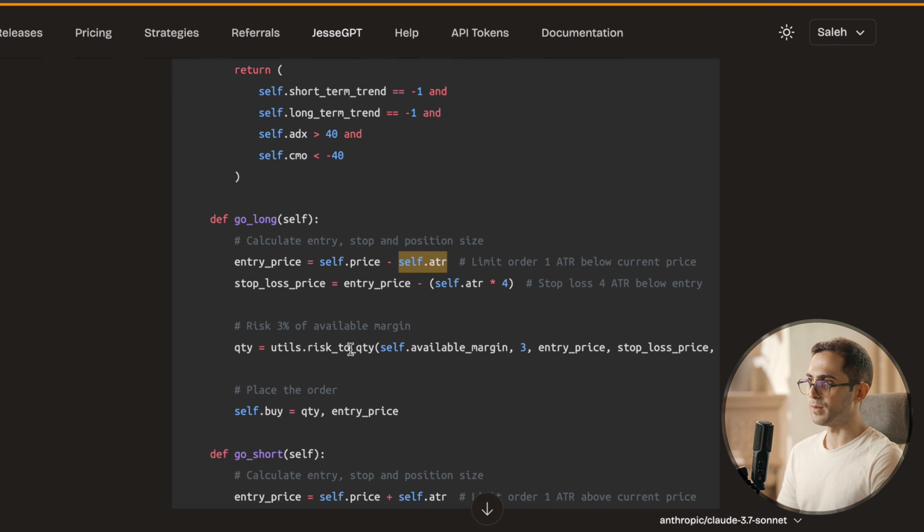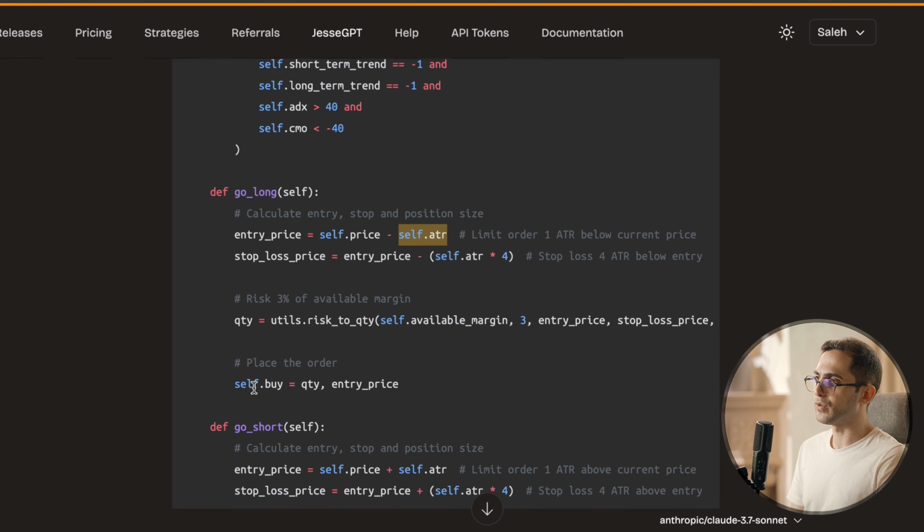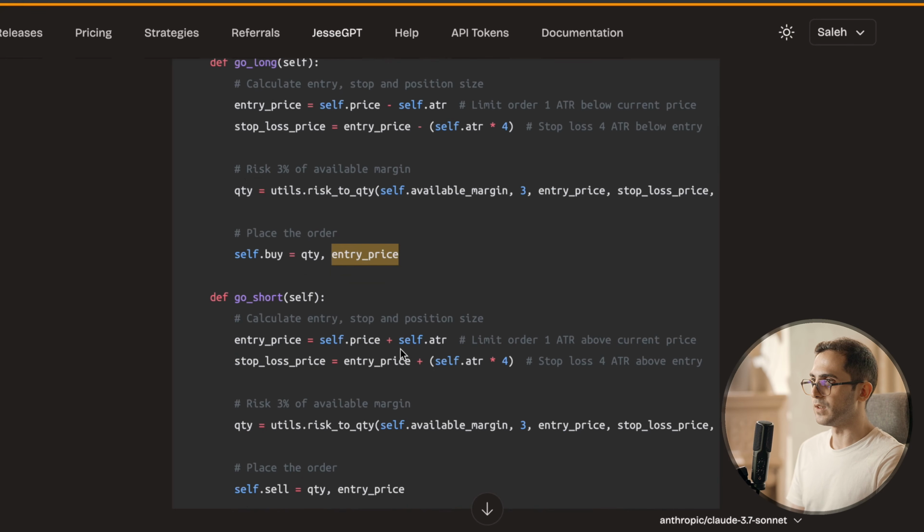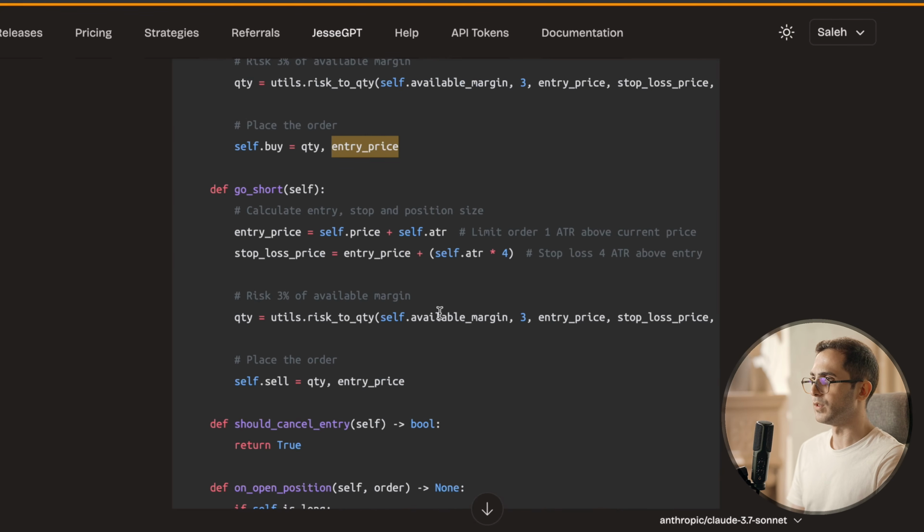It is risking 3% using the risk to quantity utility function of Jesse to make sure we never lose more than 3% of our total capital per each trade. By the way, this doesn't mean to close the position when it goes 3% against us. It closes it when we are losing 3% of our total capital. It's a bit different. And then it is submitting the order using a buy order. The first parameter is the quantity of it, and the second is the price. Now for short trades, it is doing the opposite, which is correct.